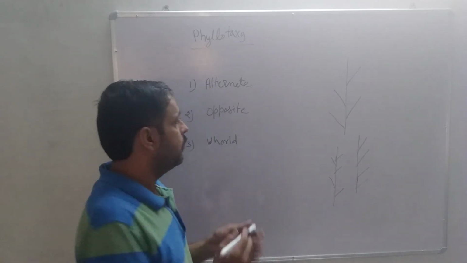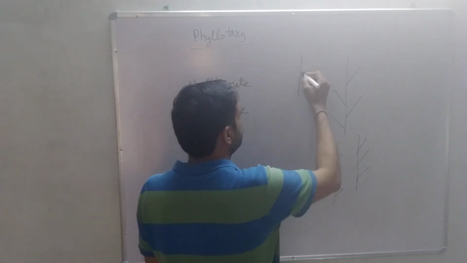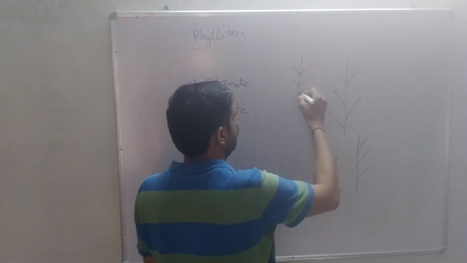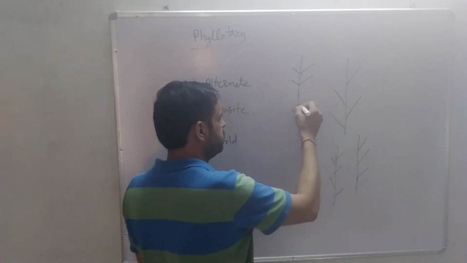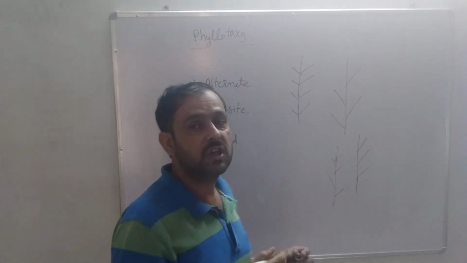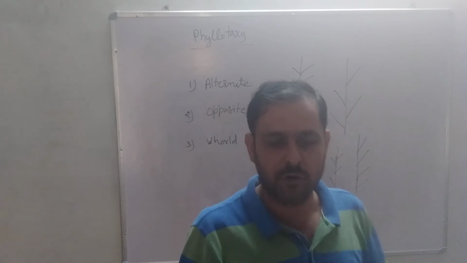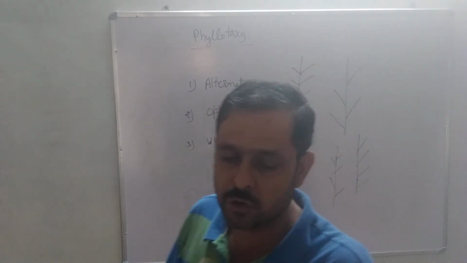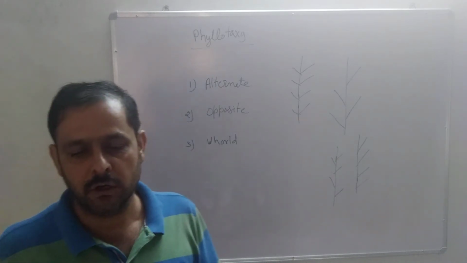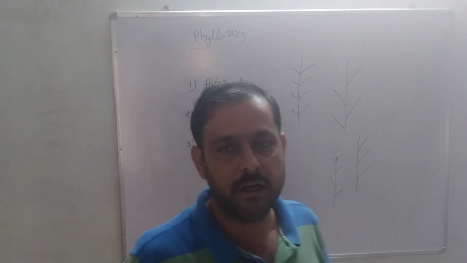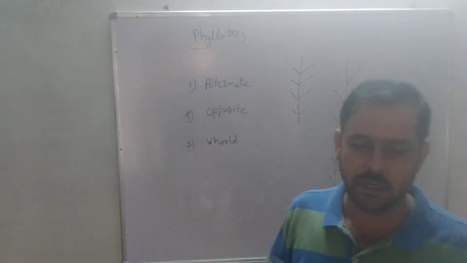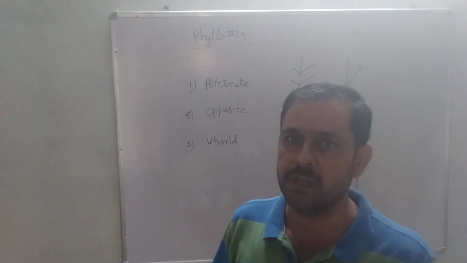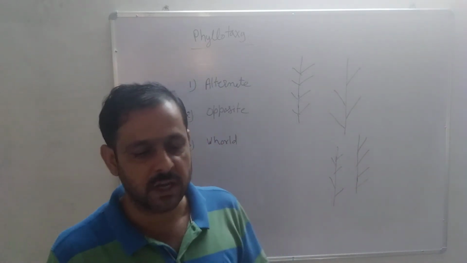Second, opposite. Whenever two leaves arise from a single node, then it is called opposite. There are two leaves present at the same node, opposite to each other. Example, Calotropis, Tulsi, Ocimum sanctum.